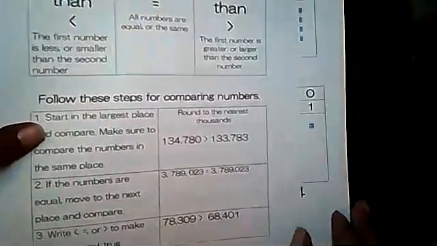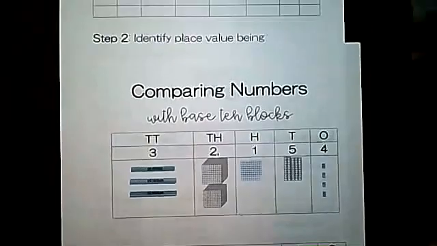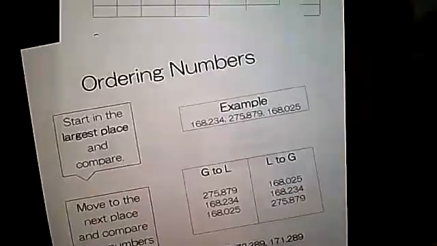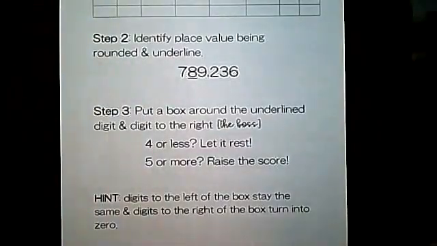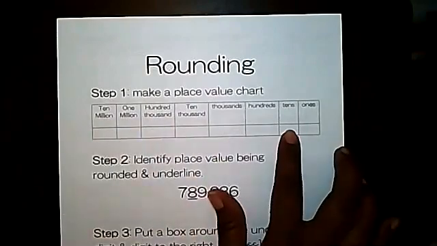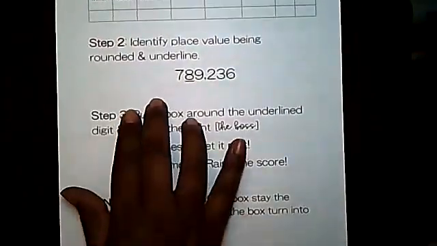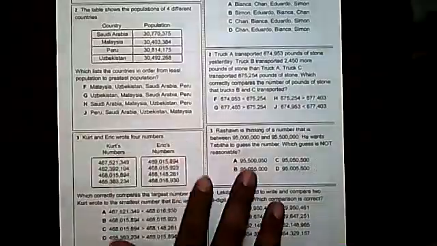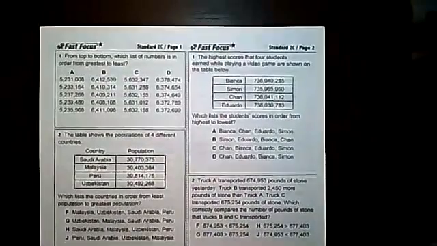I also gave you some notes that you can reference over comparing and ordering numbers. You can even do it with base 10 blocks, and when we're ordering numbers as well. And then rounding, I also gave you some notes here. I left this blank so that you can use this if you choose to. And I gave you some hints and some steps to help you remember how to round. So for Monday, here is your page, and yours are labeled, mine isn't. Then Tuesday, then you got Wednesday, Thursday, and the last day is Friday.